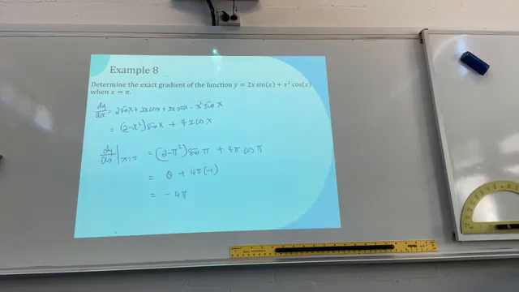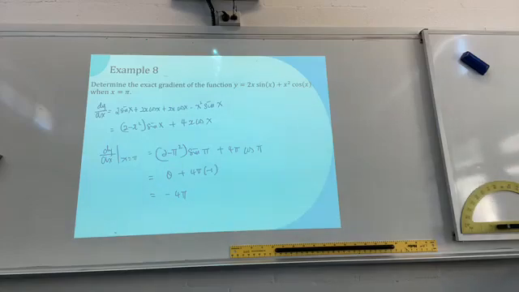This would potentially be a test question. It's the more complicated bit that is actually doing the dy/dx. But once you've done that, you should be able to substitute pi in. You should know your unit circle.